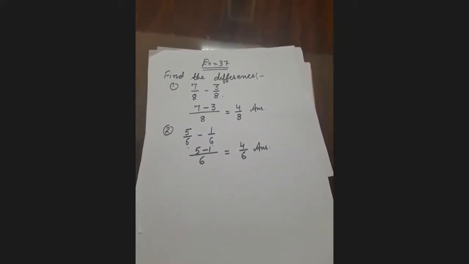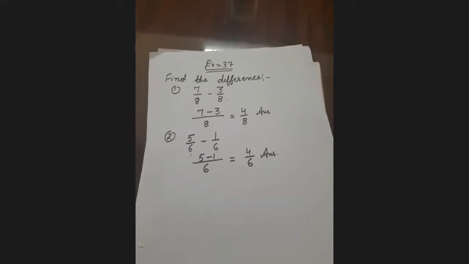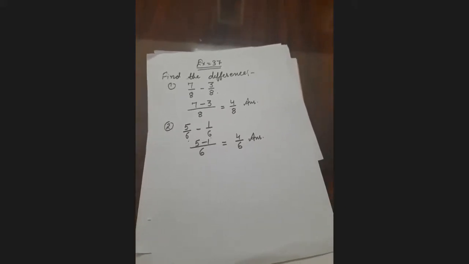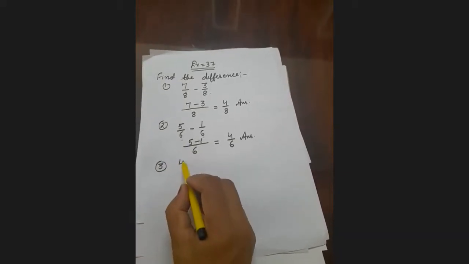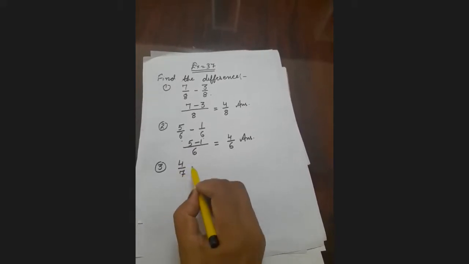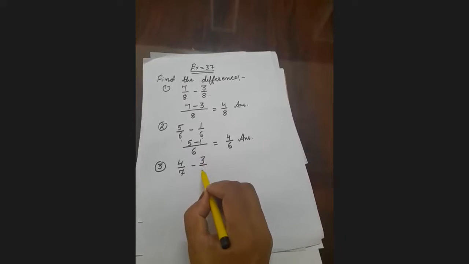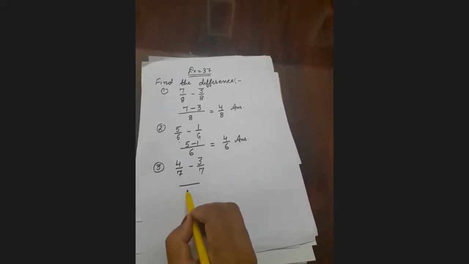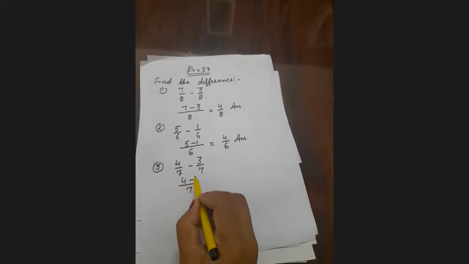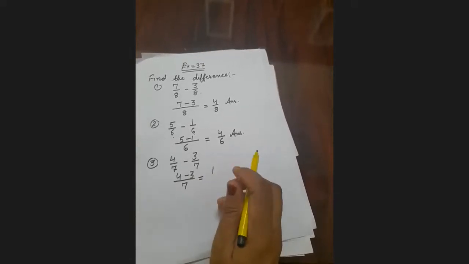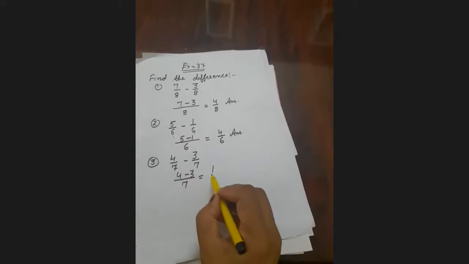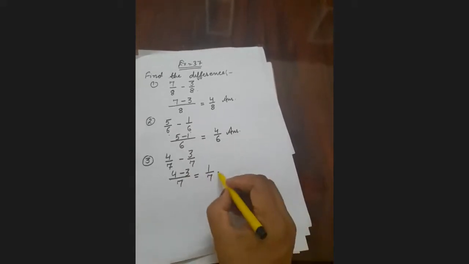Dear students, next is 4 upon 7 minus 3 upon 7. So write 7 as it is, then 4 minus 3. 4 minus 3 is 1. And 7 as it is. So your answer is 1 upon 7.